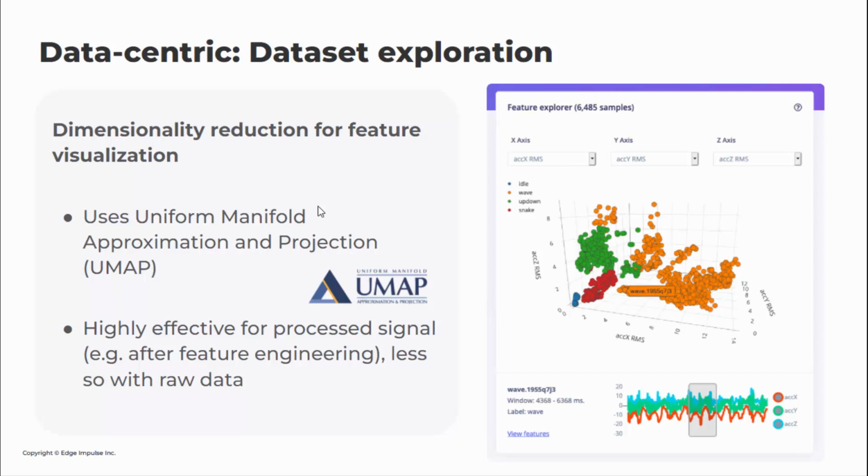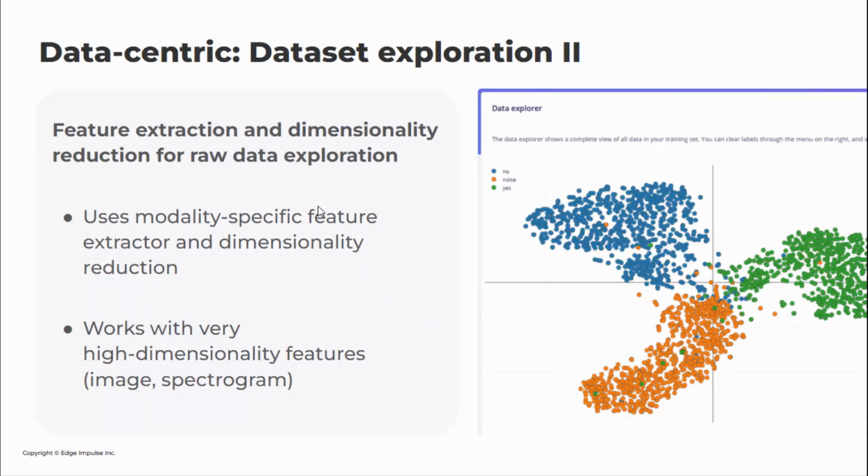This is super effective for processed signals, so things that have gone through feature engineering. But if we're looking at high dimensionality data, we need to dig into the specific modalities of that data in order to understand it better. So for example, in this image here, we're showing a set of features generated by a keyword spotting feature extractor that allows us to explode a data set out into this two-dimensional space. And it's quite small, but you can just about see that there are lots of outliers or mislabeled samples dotted around that we can easily pick out and relabel.